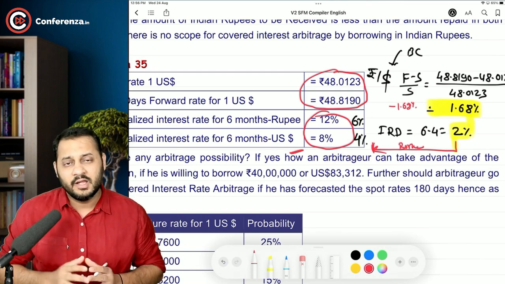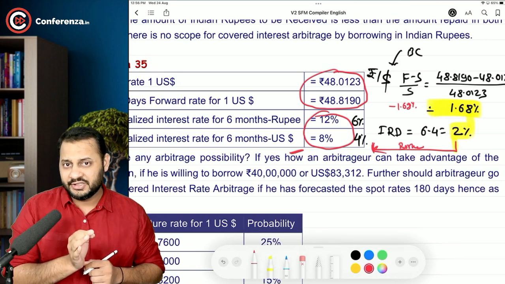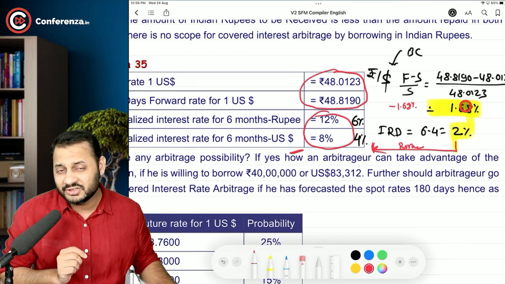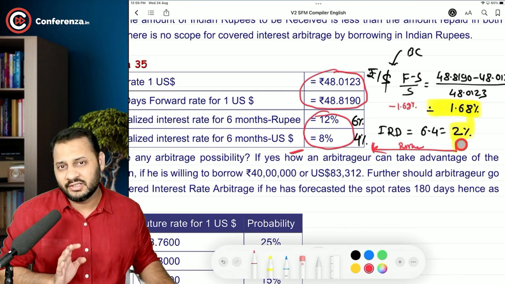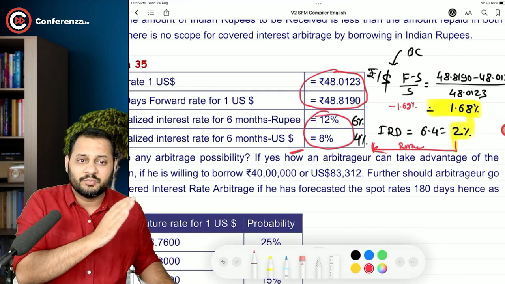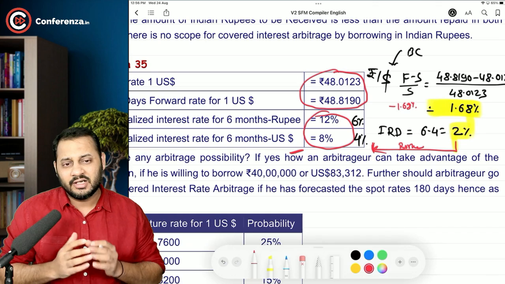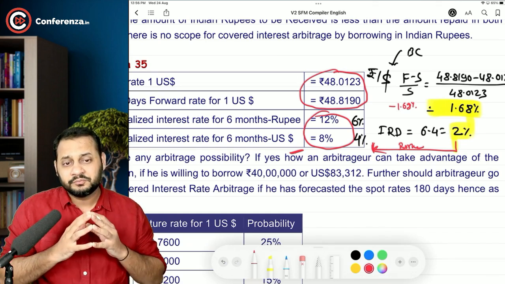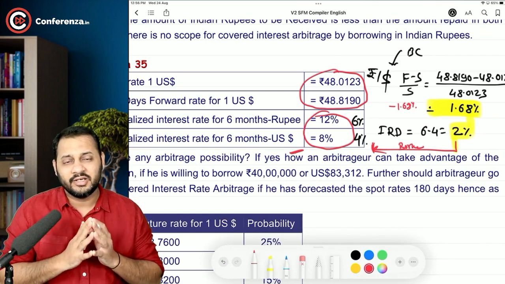The condition is you will keep on borrowing at low interest rate until the premium, because the low interest rate currency should be at a premium, until the premium of that low interest rate currency equals the interest rate differential. And beyond this point, you will start doing exactly the opposite. Obviously, I understand that it is very difficult to remember all these things, and you should be expecting something in return for this. I have a very good chart for this.